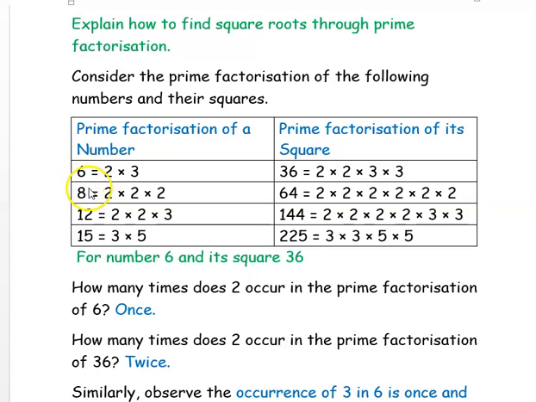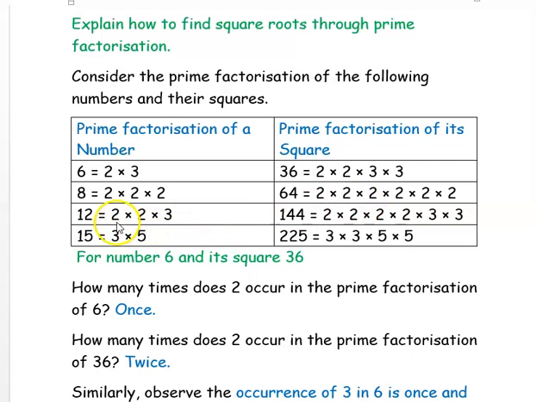Suppose you take the number 6: the 2 occurs one time, and in the prime factorization of 36, 2 occurs 2 times. Similarly, the digit 3 occurs only one time in the prime factorization of 6, and it occurs 2 times in the prime factorization of 36. Same way, in the prime factorization of 8, you have three 2's, but if you take 64, you will have six 2's.